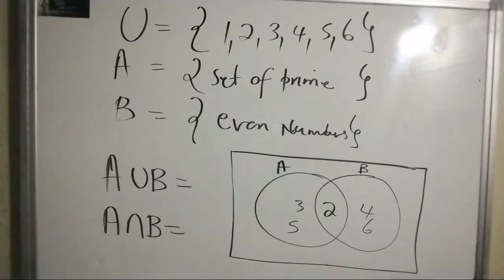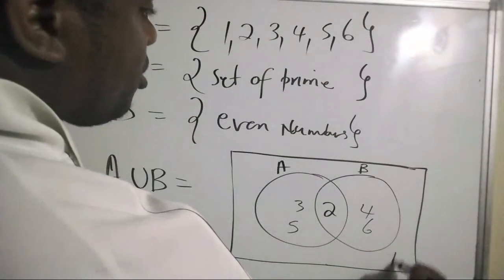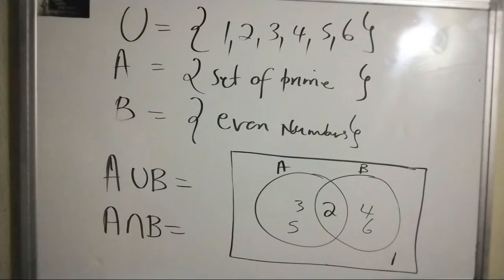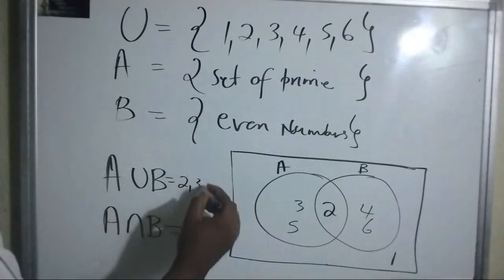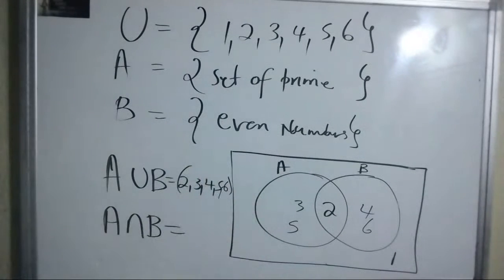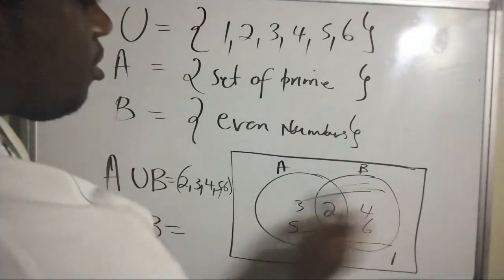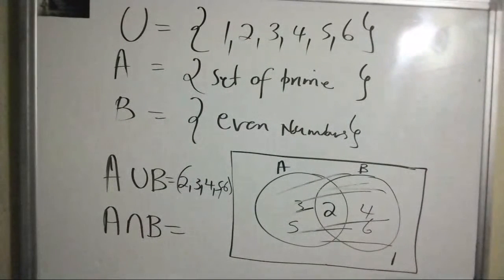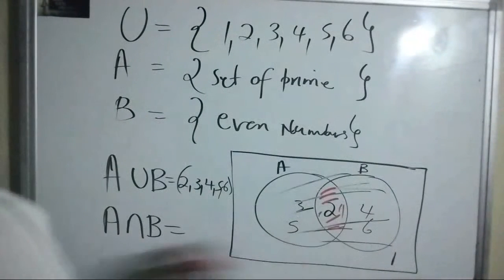Alright, what number is missing? 1. So 1 is in the universal set, but it's not in A nor B. So we just put it outside, right? So for the union, it's all the numbers combined. So it would start at 2. I see Cherry included the 1. No, we don't include the 1, alright? So the union is all the numbers combined in A and B. And for A intersect B, it's the number that is common to both. And that will be right here. So that is 2.